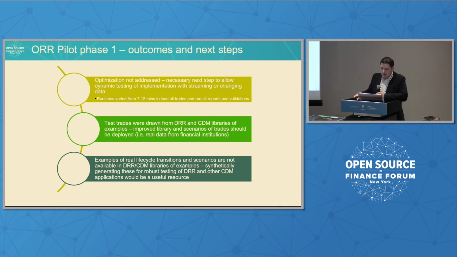Some of the outcomes which are also worth noting is, and I've mentioned it, optimization wasn't addressed. We'd need to work on that. Test trades were drawn from DRR and CDM libraries. We need an improved library of test trades out in the open, but some of the data from real institutions has been tested against it, and the performance is where it should be.